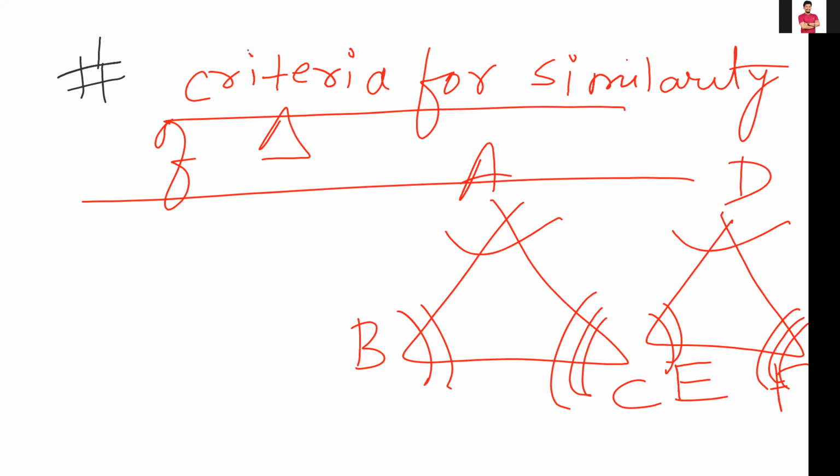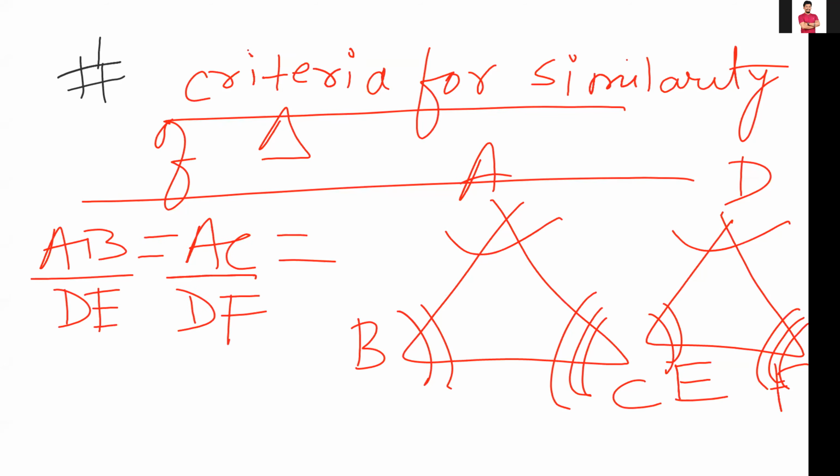Okay. Now, sides proportional means what? AB by DE is equal to AC by DF, equal to BC by EF. So this is a criteria for similarity of triangles.